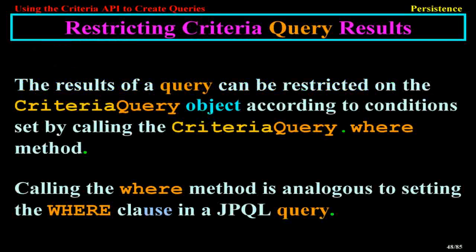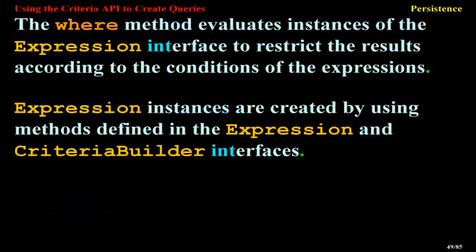Restricting criteria query results. The results of a query can be restricted on the criteria query object according to conditions set by calling the CriteriaQuery.where method. Calling the where method is analogous to setting the where clause in a JPQL query. The where method evaluates instances of the Expression interface to restrict the results according to the conditions of the expressions.